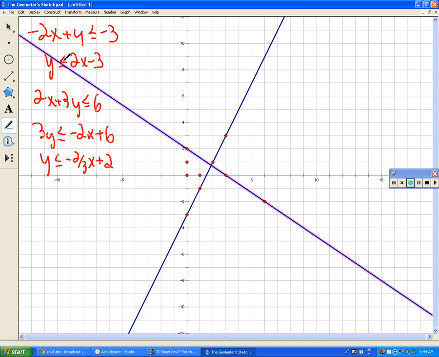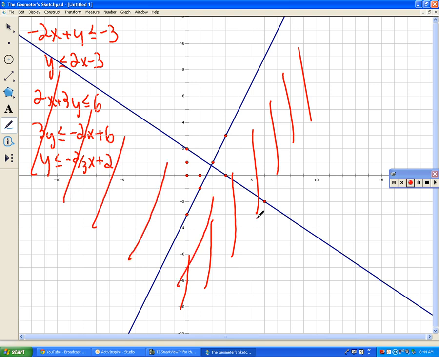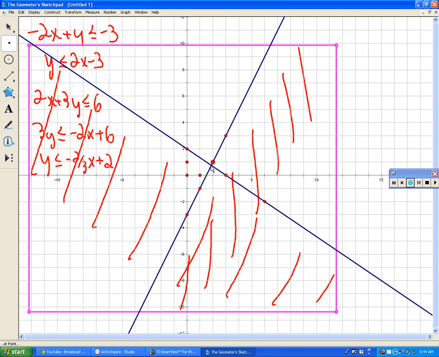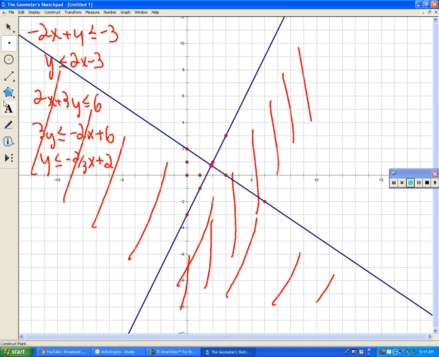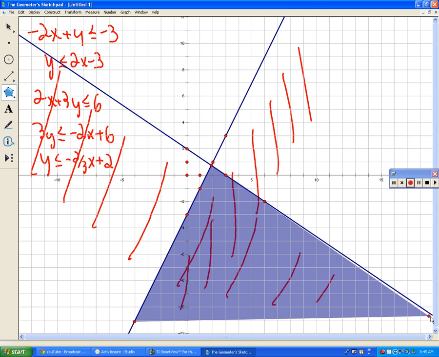So it's less than this one right here. And it's also less than this one right here. And so my solution area is where those two shading things overlap, right? What's that area there? I just want to be fancy. That's how I am.